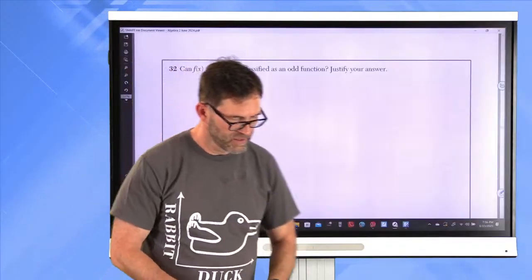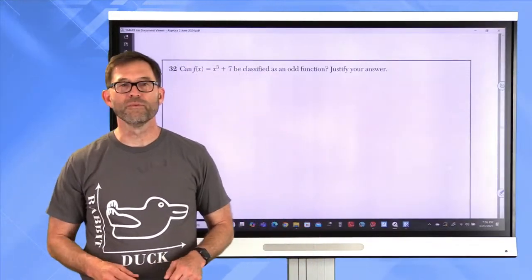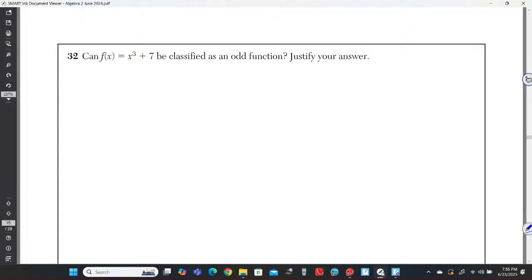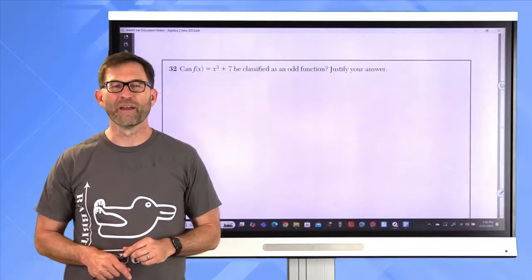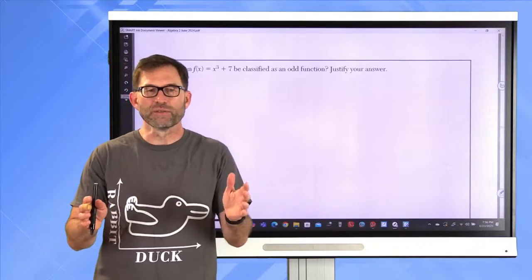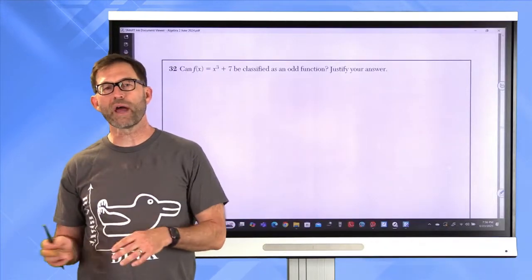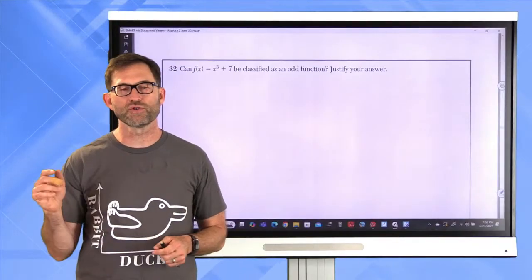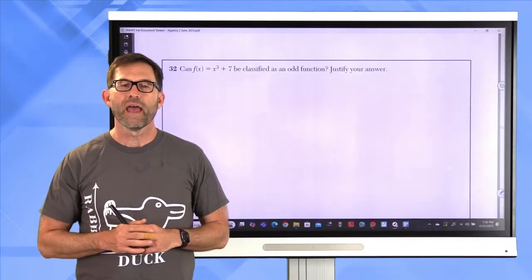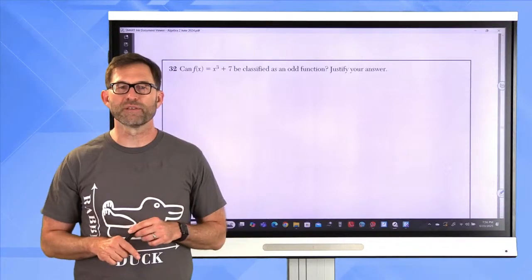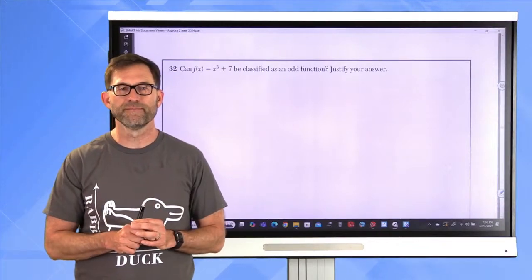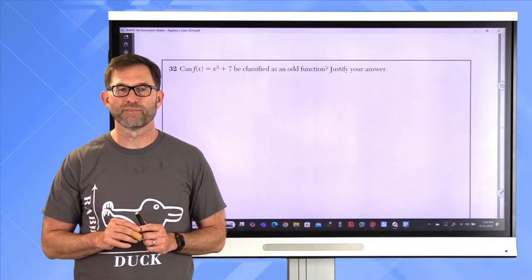All right, let's take a look at problem 32. Can f of x equals x cubed plus 7 be classified as an odd function? Justify your answer. Well, functions get classified in all sorts of ways. You've got your linear functions, your quadratic functions, your absolute value functions, your trigonometric functions. And then we have these two special types of functions called even functions and odd functions.